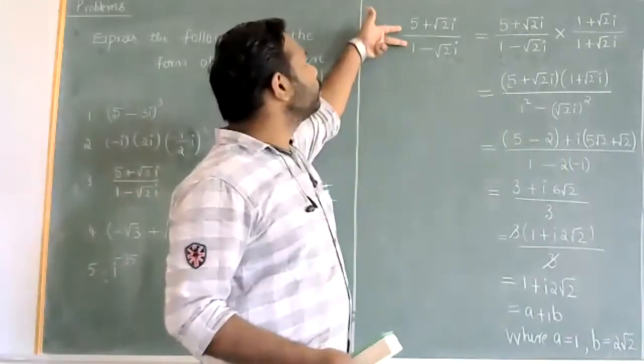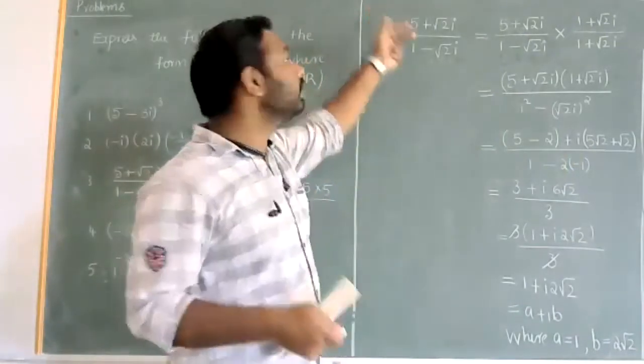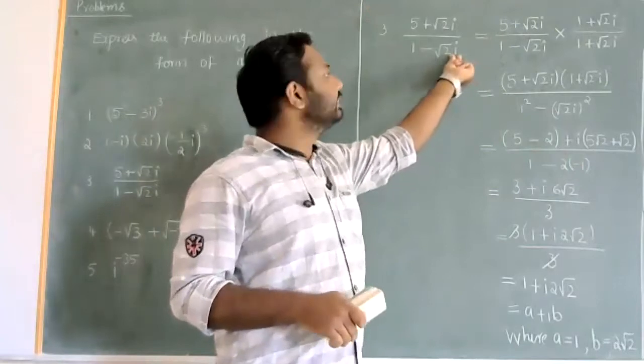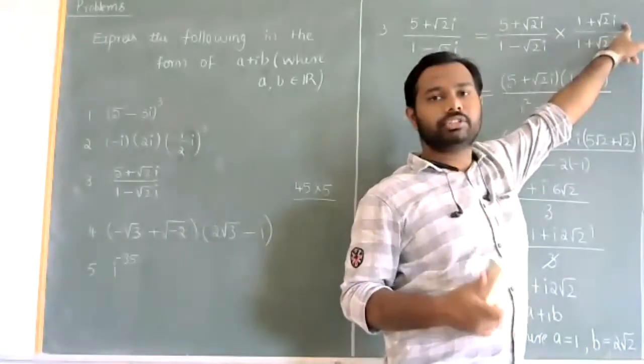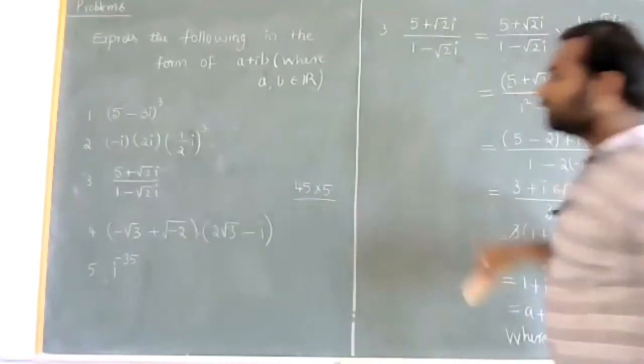Whenever you have a quotient of two complex numbers, and if you have an i term in the denominator, just multiply it by its conjugate. So this is the third one.